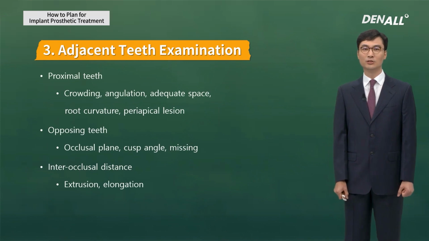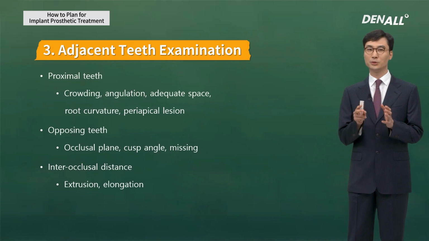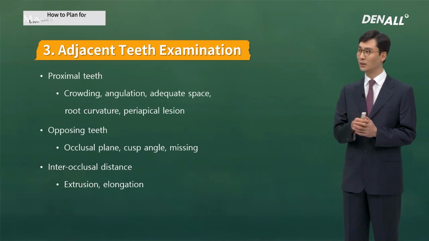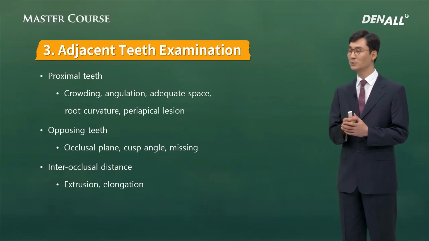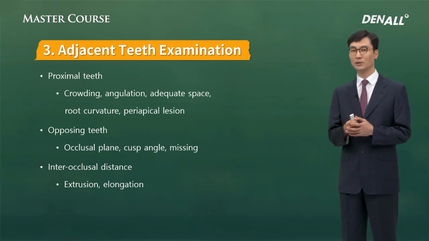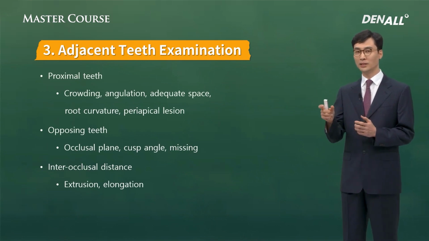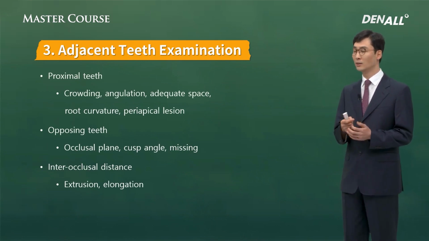Next, examination of adjacent teeth. In the area of interest, you need to check if there is a crowding, angulation, or if there is adequate space. You need to check whether there is adjacent tooth with a severe root curvature.